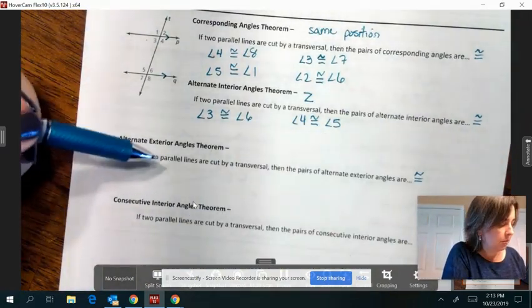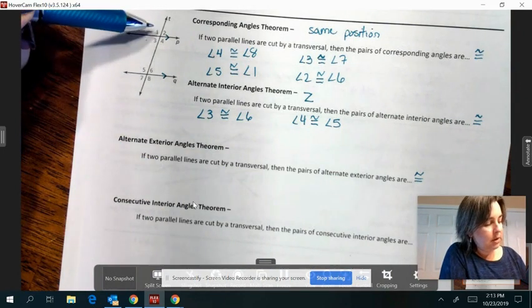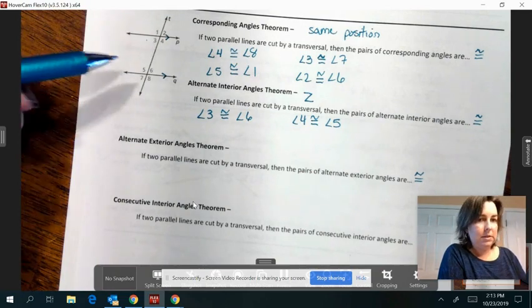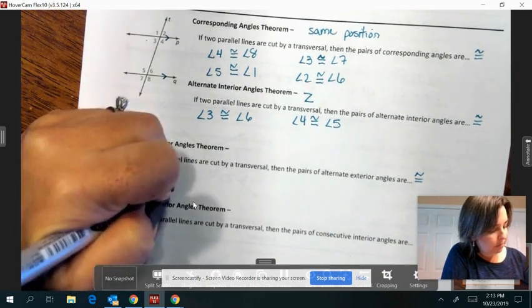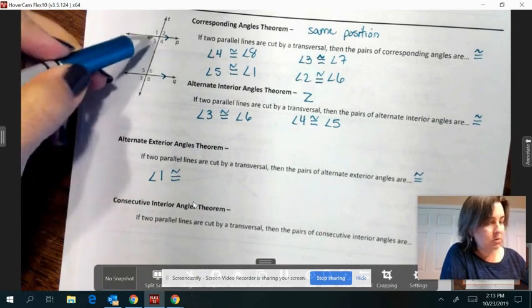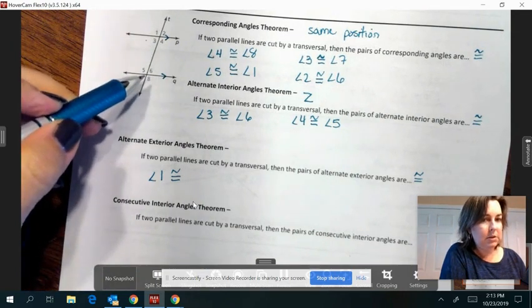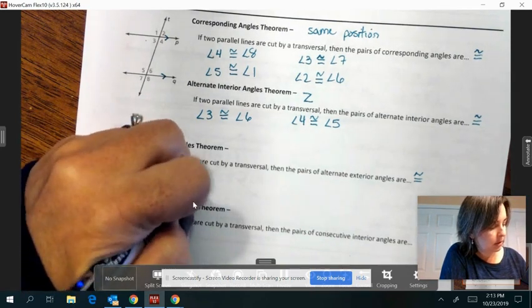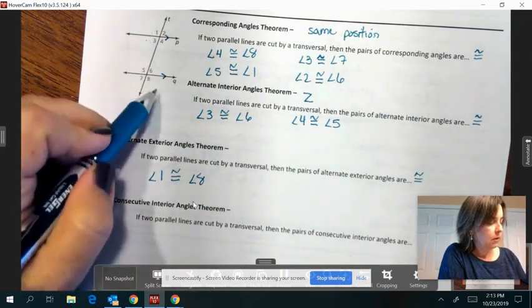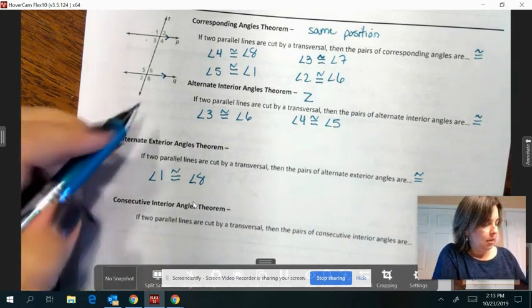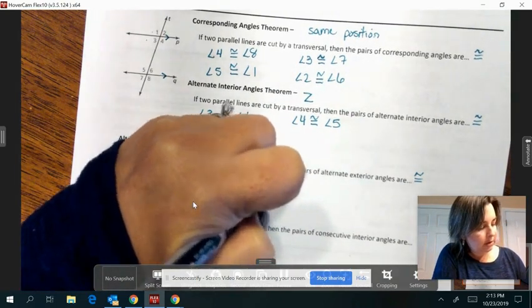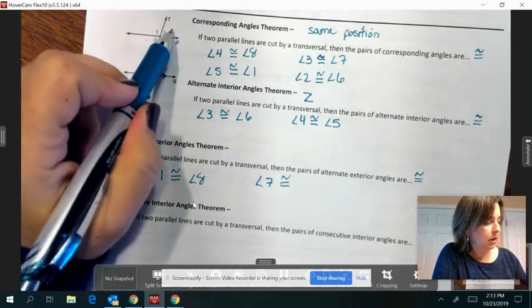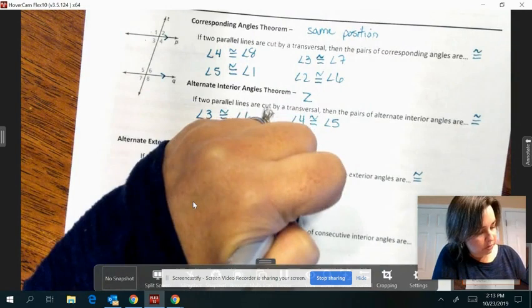Okay, so now we're going to talk about angles on the outside. So that would be 1, 2, 7, and 8. We're not going to use 3, 4, 5, and 6. So if I start with angle 1, I need to choose an angle from this set down here that's on the opposite side of the transversal. So that's going to go with angle 8. 1's on the left, 8's on the right. And then the other group, I'm going to start with angle 7. Angle 7's on the left. I need outside and on the right, so it's going to go with angle 2.